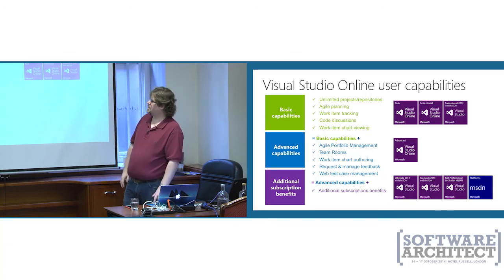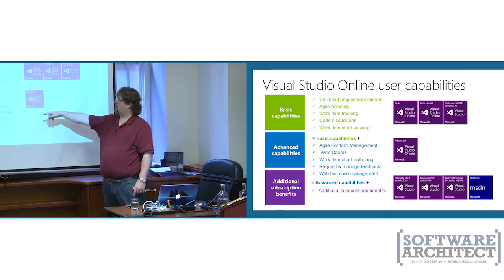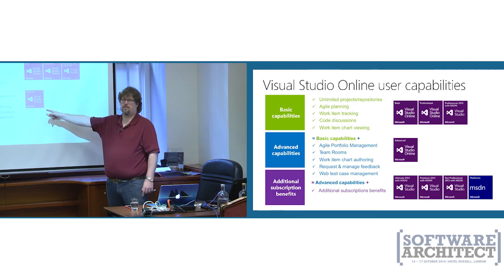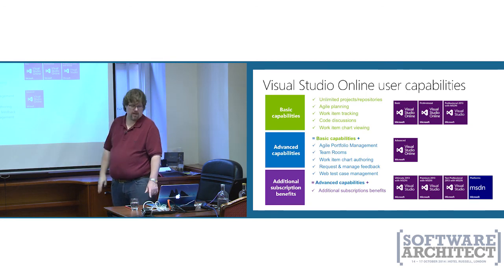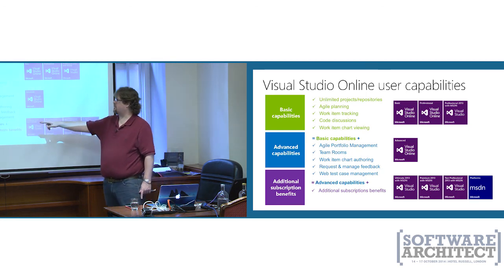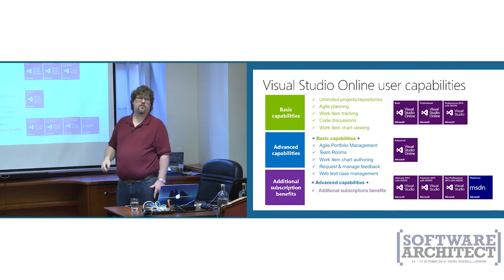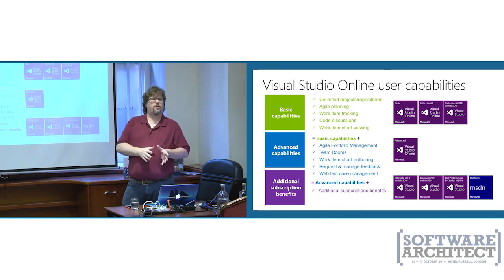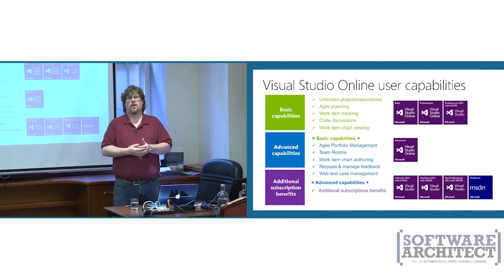If you step up, you get advanced capabilities, and you get Agile Portfolio Manager, which I'll show you in a second. You get access to team rooms, work item chart authoring, and you can request and manage feedback between your users. That comes, web test case management, that comes as part of the advanced SKU. This is actually a fairly recent change. Originally, to get the web test case management, you had to go to additional subscriptions. You had to have one of these subs to get this. They recently pushed that up into the advanced capabilities. So if you spend that 39 pounds a month, your testers can have the web-based test case stuff without having to buy Test Pro. Otherwise, you have to buy Test Pro.